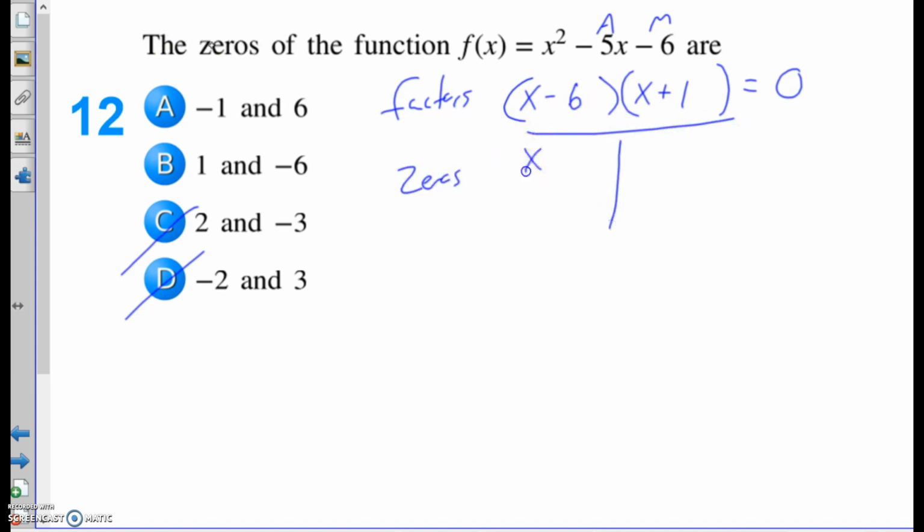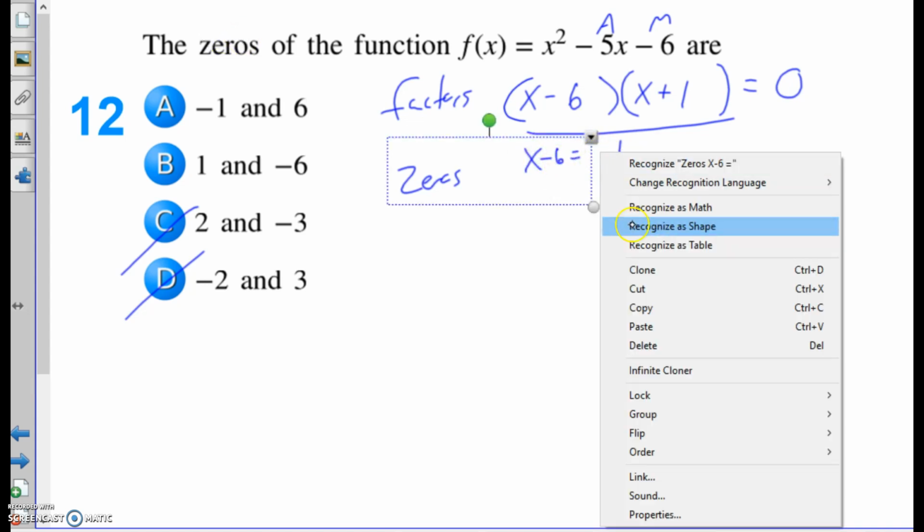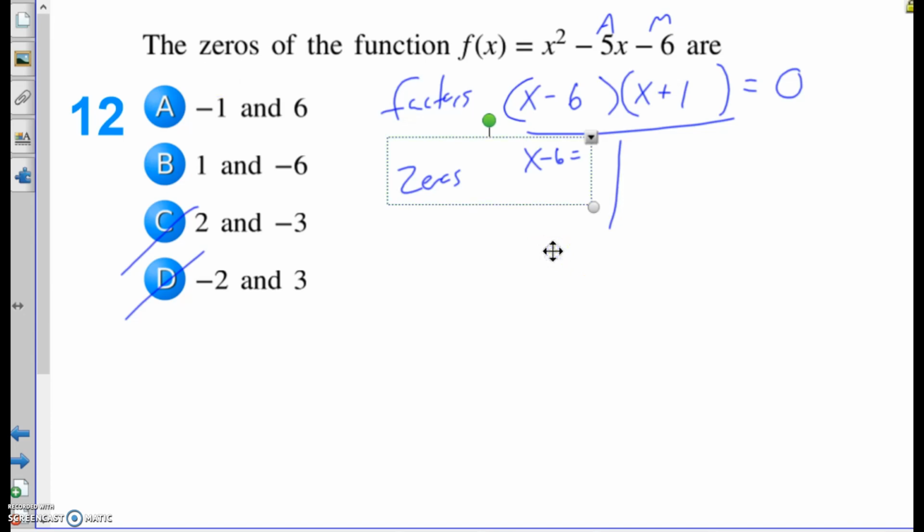So you have to take x minus 6 and set it equal to 0. I'm sorry, these little boxes pop up. It's annoying. And then now I can't get it to go away.